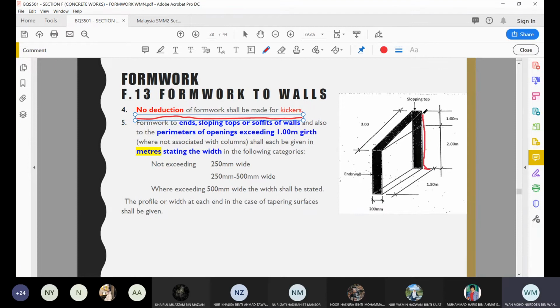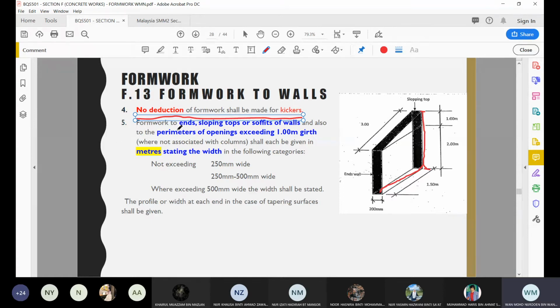Okay, up to according to the height of the wall lah. So kalau ada kickers kat tinggi sikit kat sini pun, jangan tolak kickers. Sebab memang kita akan start, walaupun dah ada kickers, tapi kita akan start di mana kickers tu bermula untuk kita punya formwork. Okay.